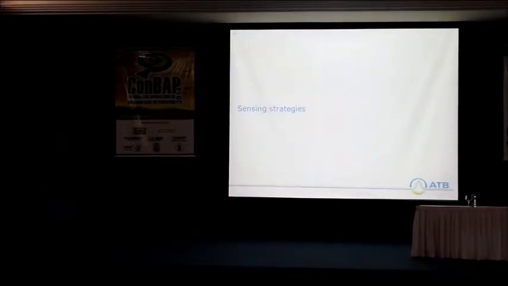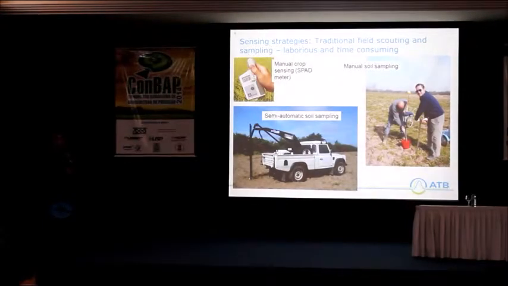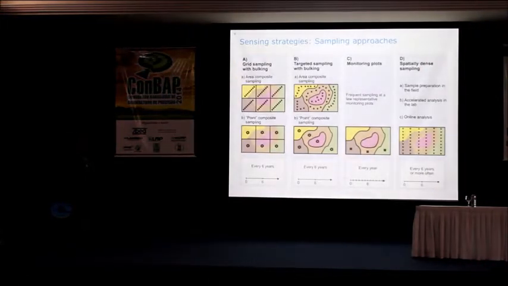Let's start right with the sensing strategies as an introduction. You know that traditional field scouting and sampling is laborious and time-consuming, even if you use some sensors or semi-automatic equipment. We know several sampling strategies for precision agriculture. The traditional one is grid sampling, either based on composite sampling or on point sampling on regular grids.